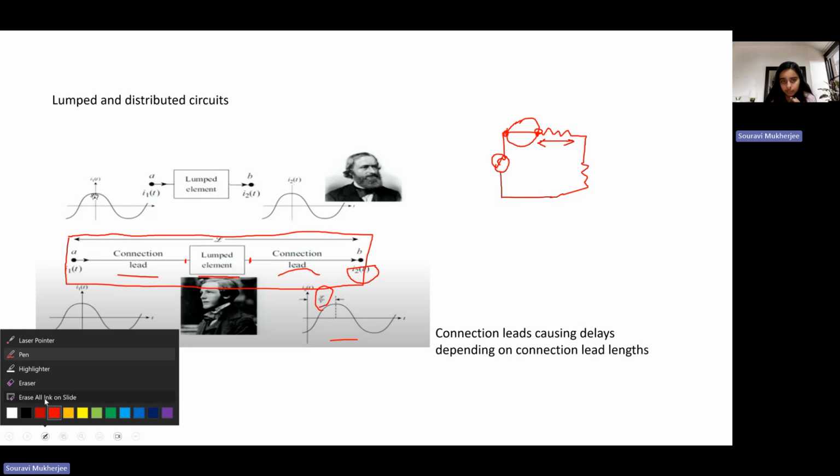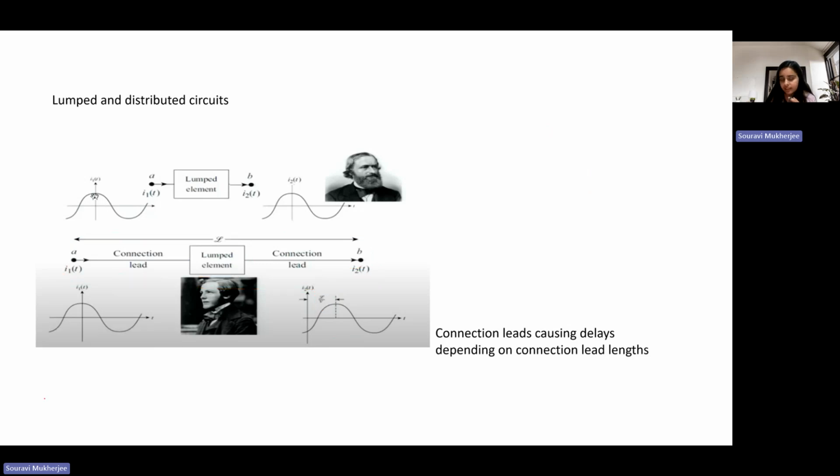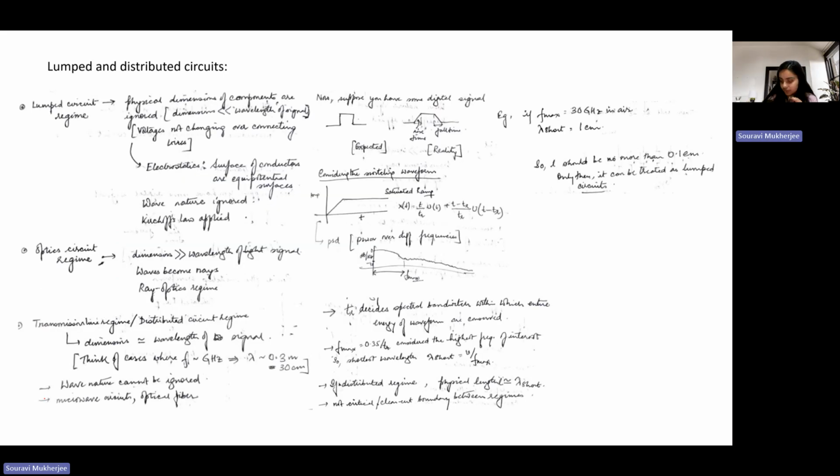Now we'll try to look at when we can call a circuit a lumped circuit and under what conditions it becomes a distributed circuit. That depends on the signal that is getting transmitted. What signal are we talking about? That determines whether we are in the lumped circuit regime or in the distributed circuit regime, right? So let us look at these different regimes.